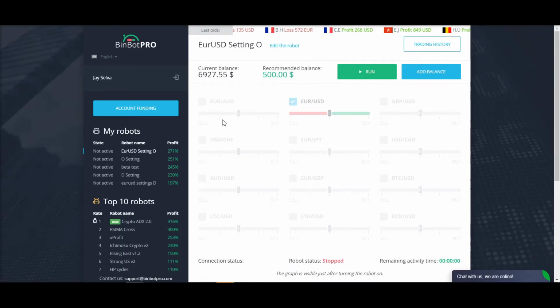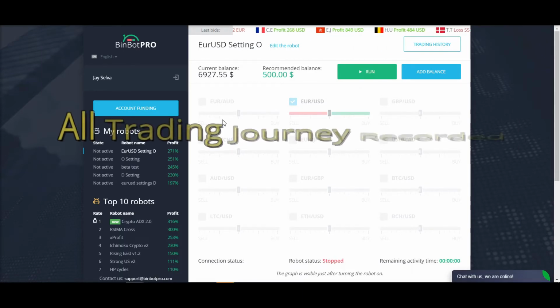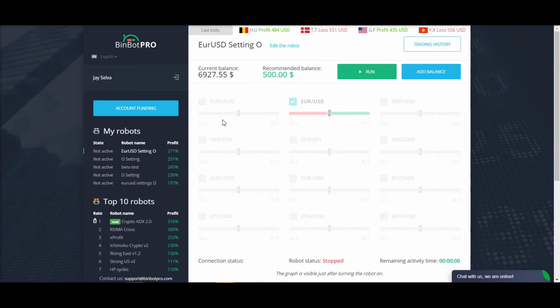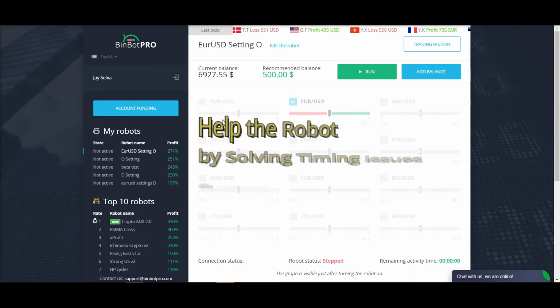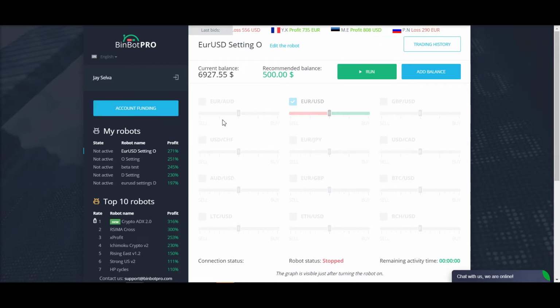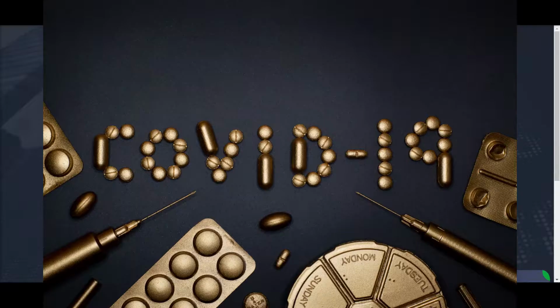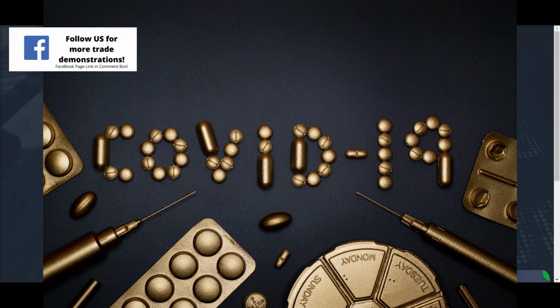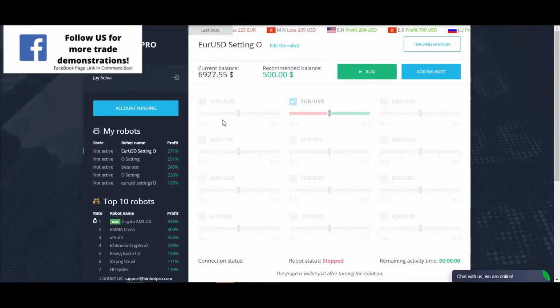Fortunately, there's a way to make it work. My experience of using Binbot Pro since 2018 shows that it is indeed possible, but we need to help the robot solve the timing issues and also avoid bad trading conditions in the market, especially with the global market facing crises such as the coronavirus, also known as COVID-19, and the oil situation where the price of oil is extremely low right now.